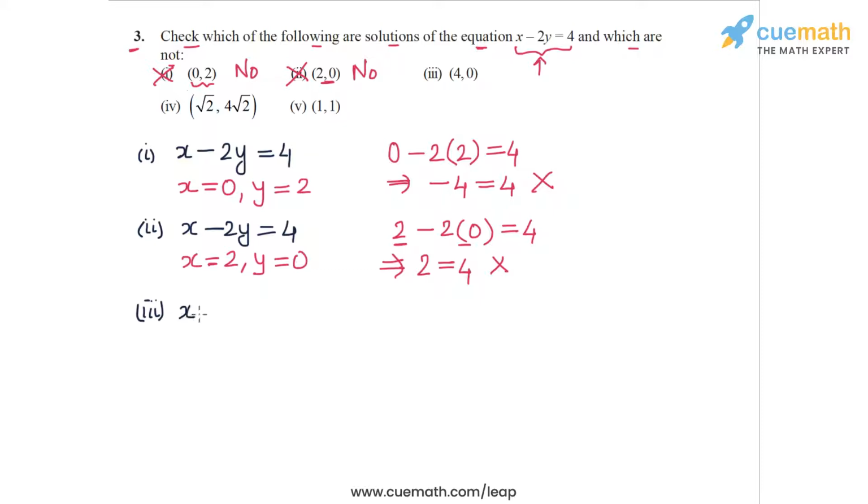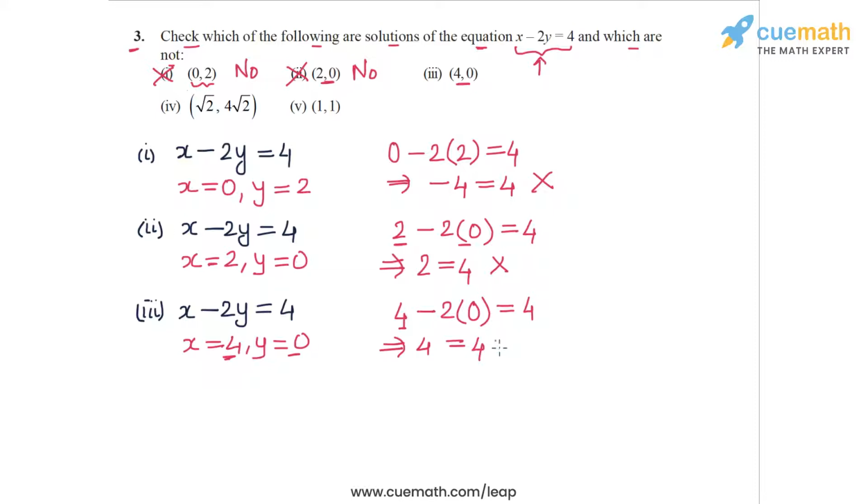Now let's do part 3. In part 3, once again the equation is x minus 2y equal to 4 and the solution that we have to check is x equal to 4 and y equal to 0, because the pair of numbers is 4 comma 0. So substituting these values into the equation, we get 4 minus 2 times 0, because x is 4 and y is 0. So in this case we get 4 minus 0, which is 4 on the LHS and also 4 on the RHS. So in this case the equation is being satisfied. So 4 comma 0 is a solution of the equation.